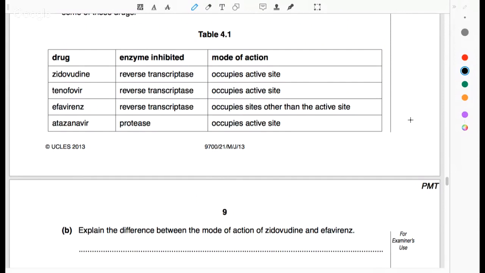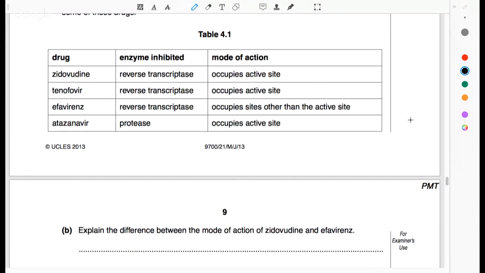And they cause a change in shape of the enzyme. Thus, the shape of the active site changes as well, which results in the substrate not fitting into the active site, thus inhibiting enzyme action. Good.